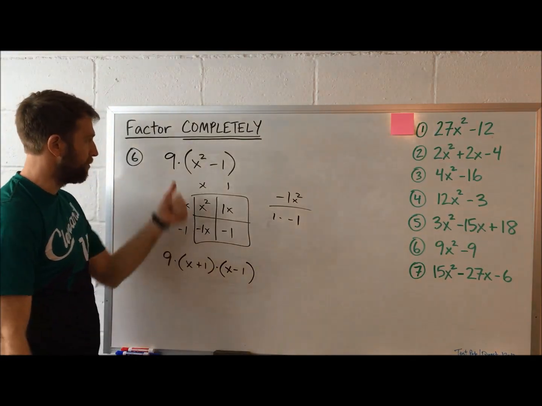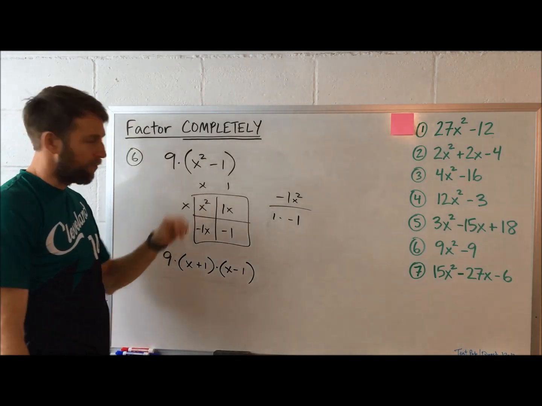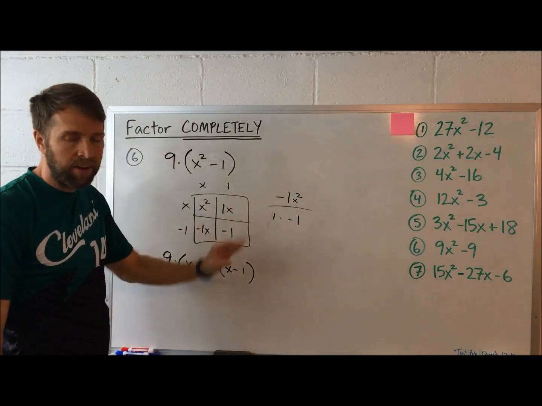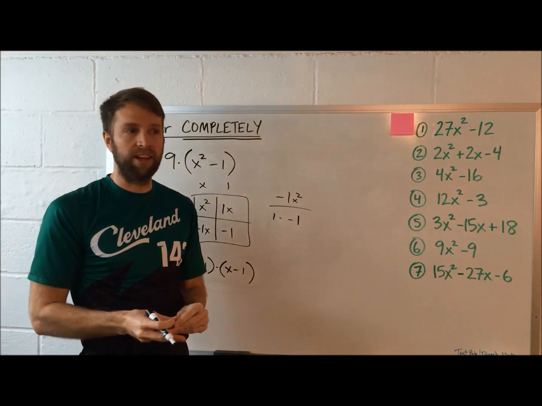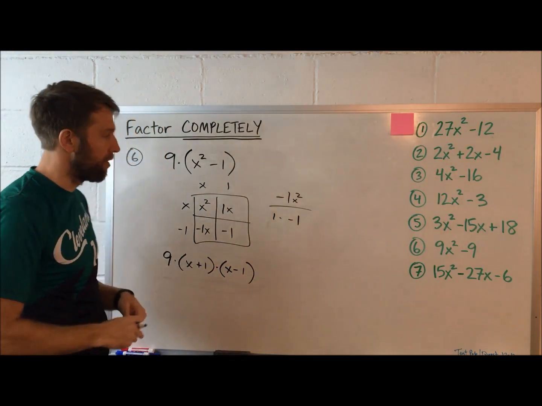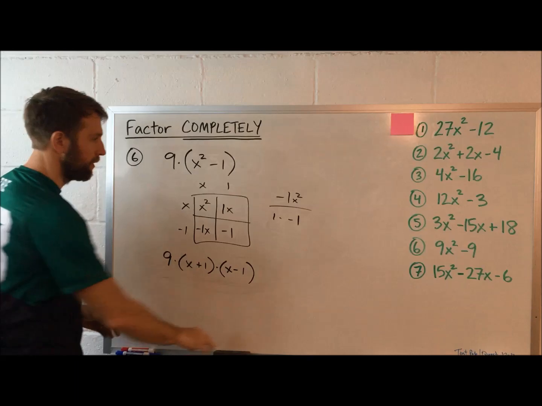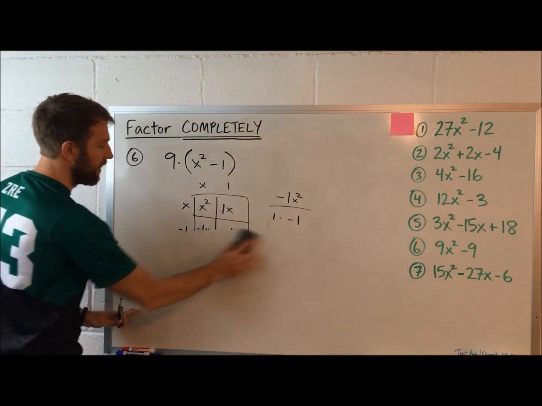So if we would have factored the 3 at the beginning, we still could have factored the boxes here, but we would not have factored completely. It would not show up as a multiple choice answer on a state test. So we want to make sure that we can factor completely. And then we head to the last one.